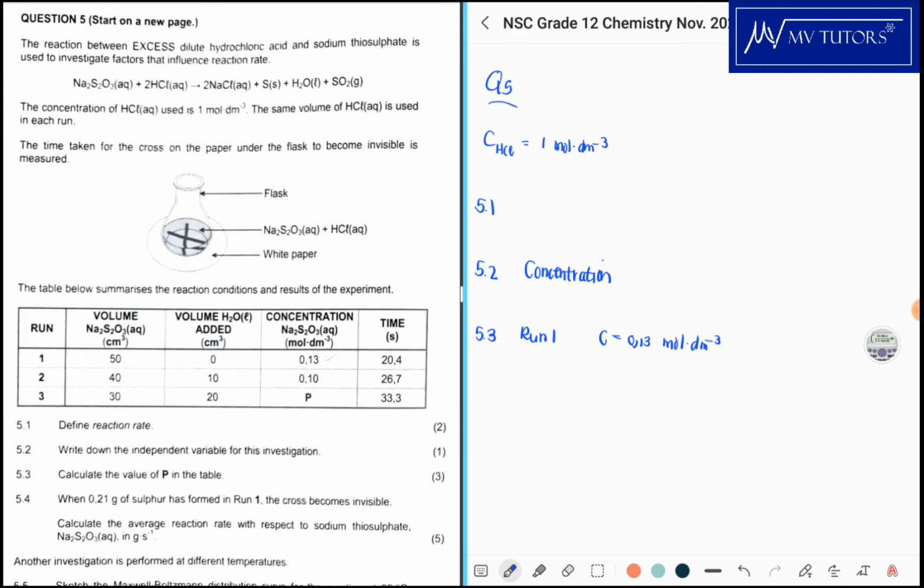Now what happens in run 2? What if P was there by run 2? We know that the initial concentration of the 40 cubic centimeters is still 0.13. It's just that now we have water that's added.